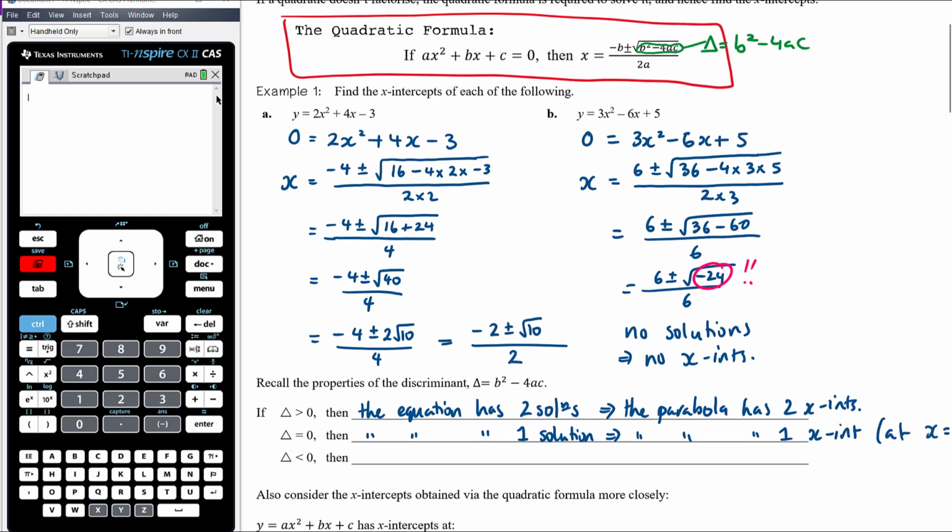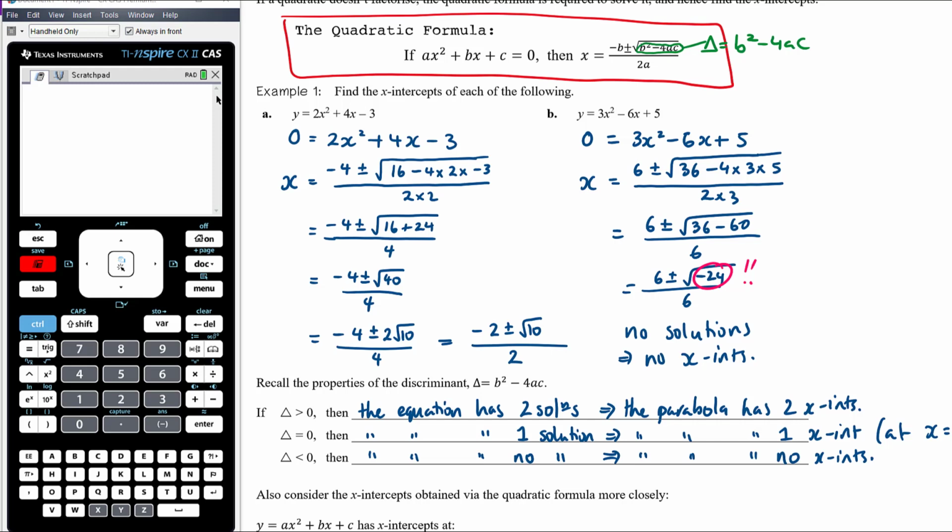If the discriminant's negative, which is what happened in part B, we can't take the square root of a negative value, and so the equation has no solutions, which means the parabola has no x-intercepts.